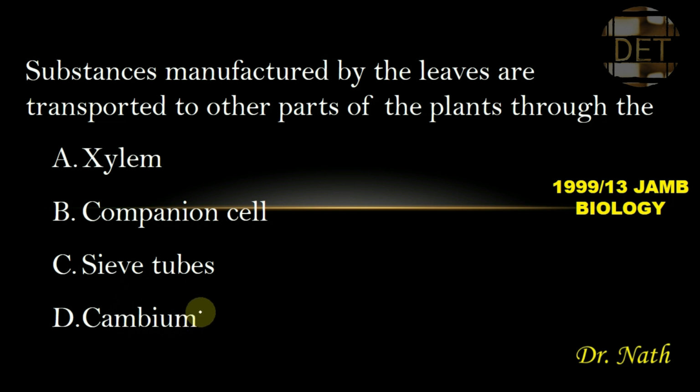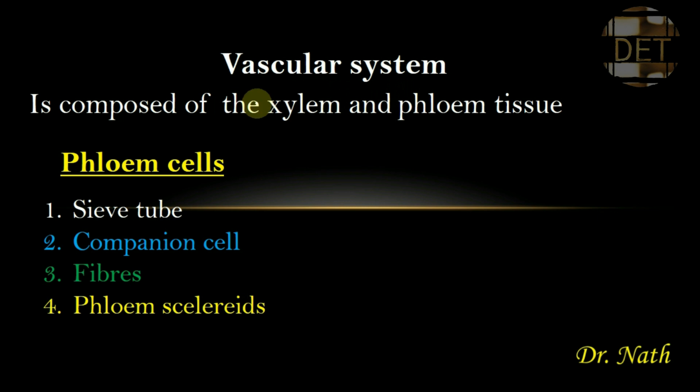This question is from the vascular system of plant. As you know, the vascular system of plant is composed of two tissues, the xylem tissue and the phloem tissue. So in this question, we are concerned about this phloem tissue.